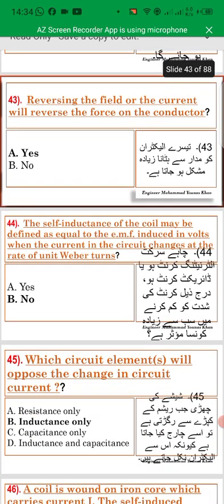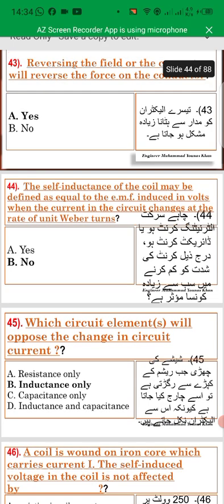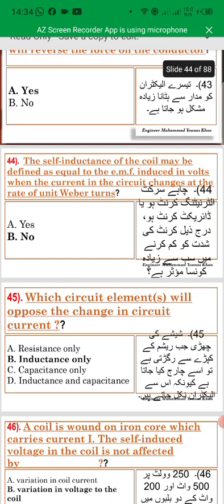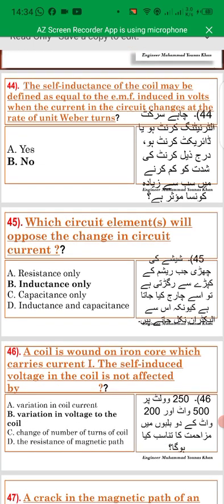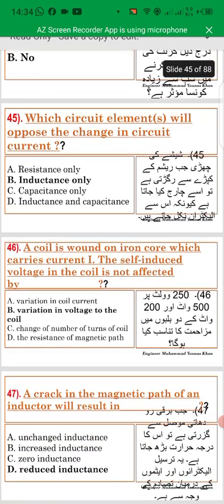The self-inductance of a coil may be defined as equal to the EMF induced in volts when the current in the circuit changes at the rate of unit ampere per second. Now, which circuit element will oppose the change in circuit current? Inductance only.